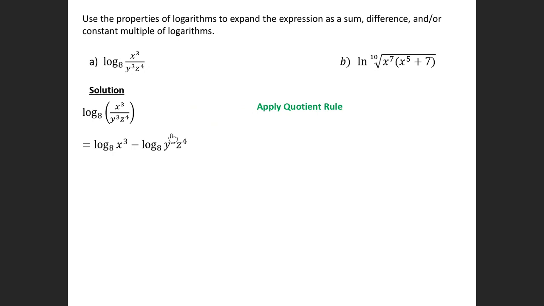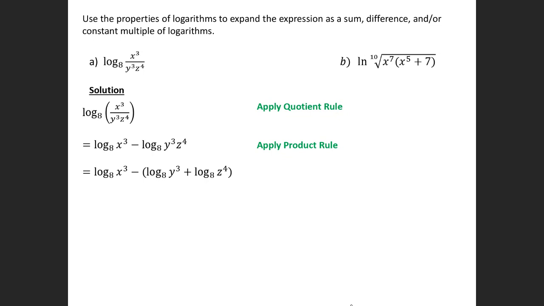So now what is happening here? These are being multiplied, so you can separate these by using the product rule. So now we're going to have log 8 of x cubed minus, in parentheses, log 8 of y cubed plus log 8 of z to the 4. Notice I put parentheses because the subtraction applies to the entire log here.